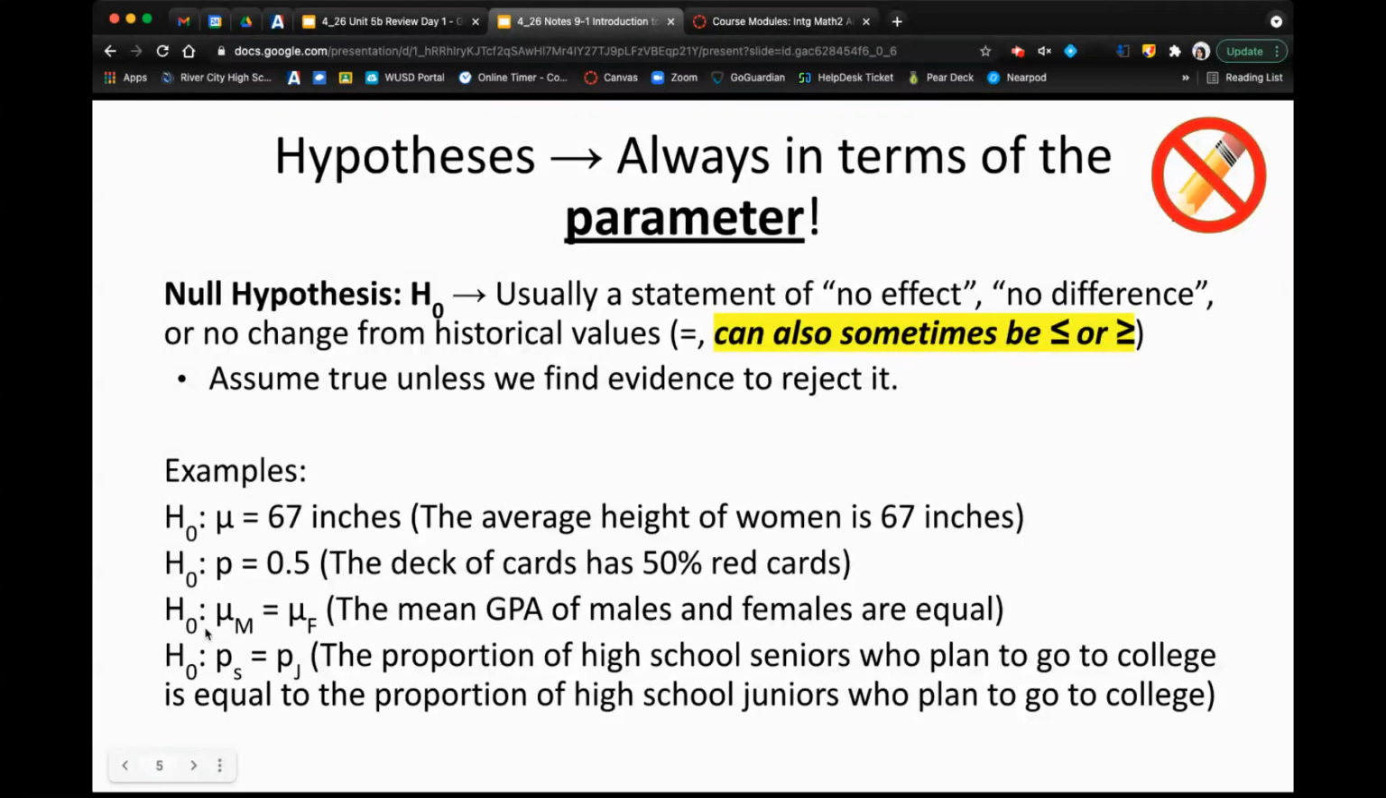Here's another example, our null hypothesis, mu_m equals mu_f. The mean GPA of males and females are equal if mu represents the mean GPA. And then an example of a two-sample proportion, p_S equals p_J. The proportion of high school seniors who plan to go to college is equal to the proportion of high school juniors who plan to go to college, if p represents the proportion of students in whichever sample who plan to go to college.